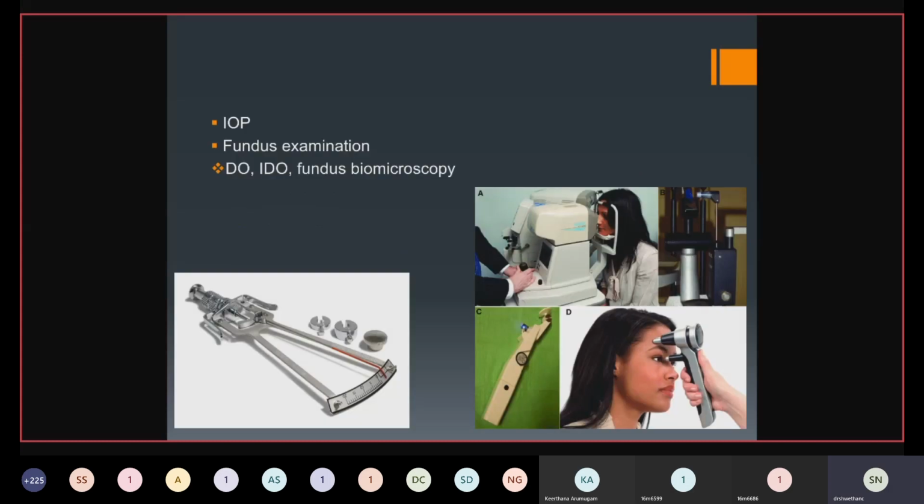Next, IOP, we measure IOP, that is intraocular pressure. By now, you know what is normal intraocular pressure. It is 10 to 21 mmHg.